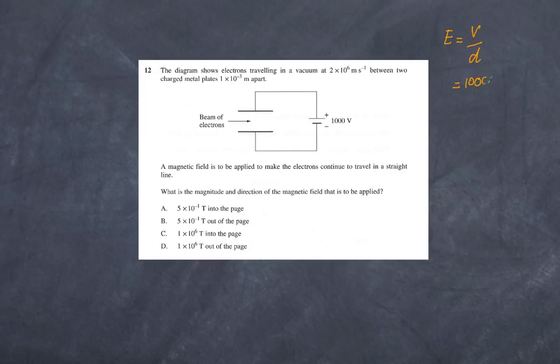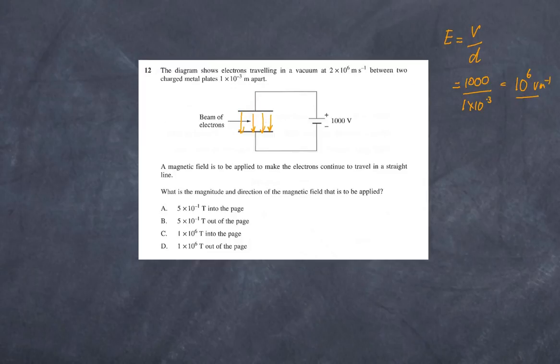Since we have a potential difference of 1,000 and we have the distance between the plates as 1 × 10^-3, you get a value of 10^6 volts per meter. What direction is that electric field? Well, we have the positive plate, so we're going to have a value that is acting down in that direction.